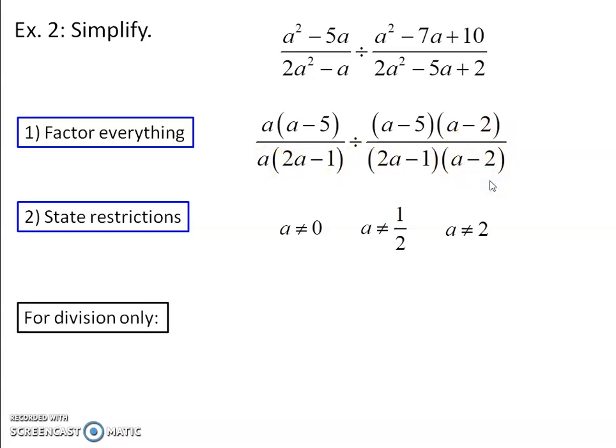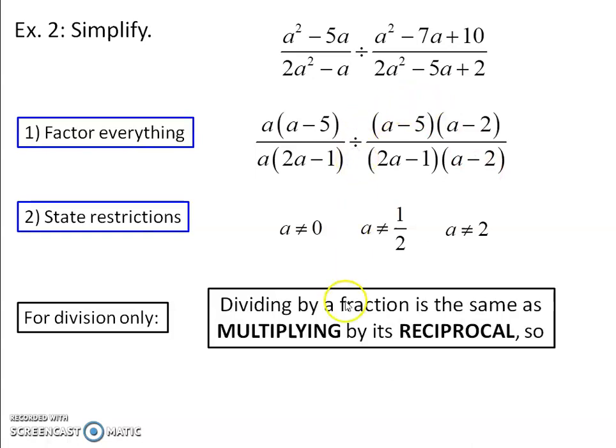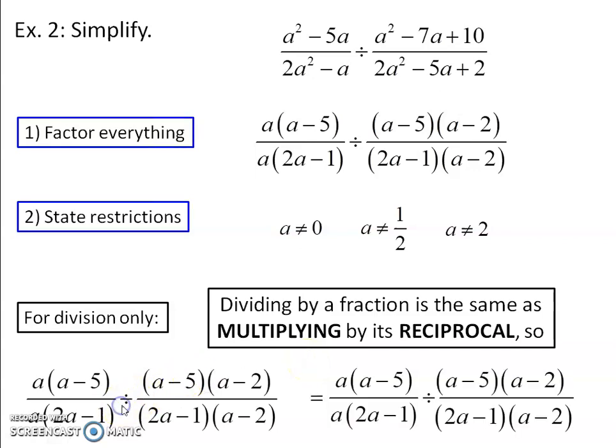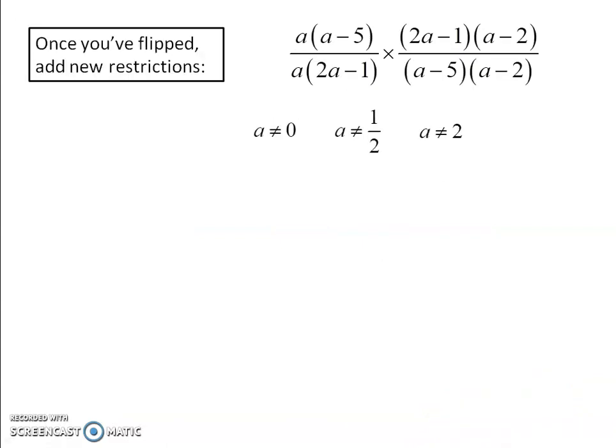But step 3 was for division only. Dividing by a fraction is the same as multiplying by its reciprocal. That means that this division is the same as this multiplication. So I simultaneously change the division symbol to a multiplication, and I flip the second fraction. So I multiplied by its reciprocal. That adds a new restricted value because there's a new term in the denominator that was not there before. Now a can also not be equal to 5. So I've got to add a new restriction. I had those original ones, and I have this new one. It's possible that I could have 2 new ones or 3, but here I only had 1.